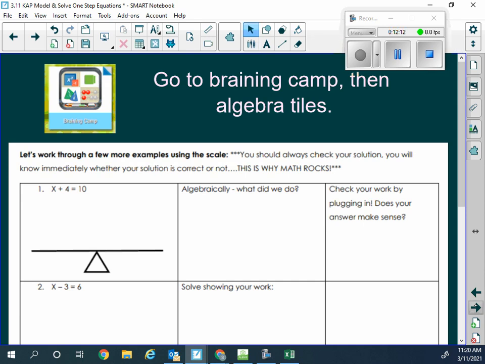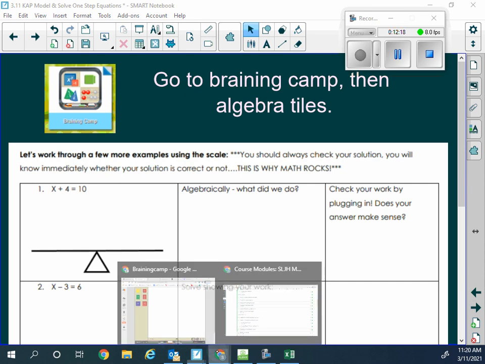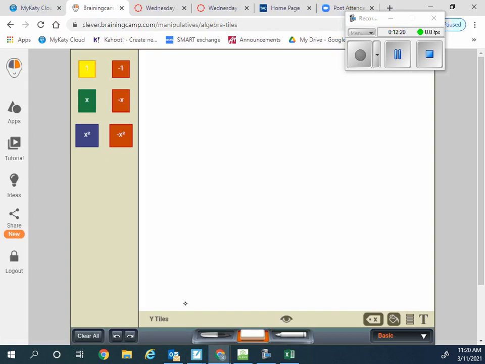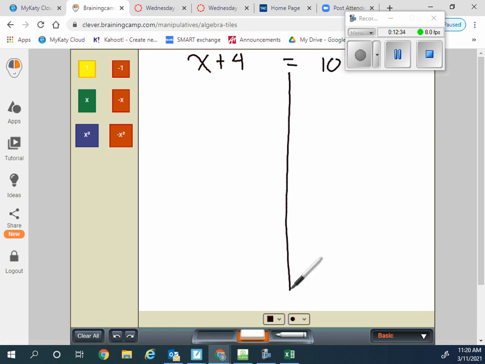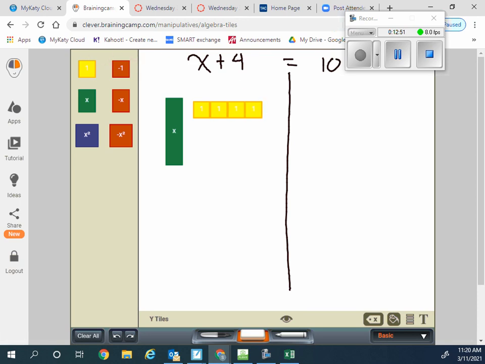Now, in the interest of time, Brainingcamp is what we're going to use, but I'm just going to model it for you guys, instead of us doing it. If you were on Brainingcamp, you would go to Algebra Tile, and the first question is x plus 4 equals 10. What you would want to do is divide your screen in half. You're not writing anything, you're just watching. We're going to model this with the algebra tile. So you would put x plus 4 equals 10.